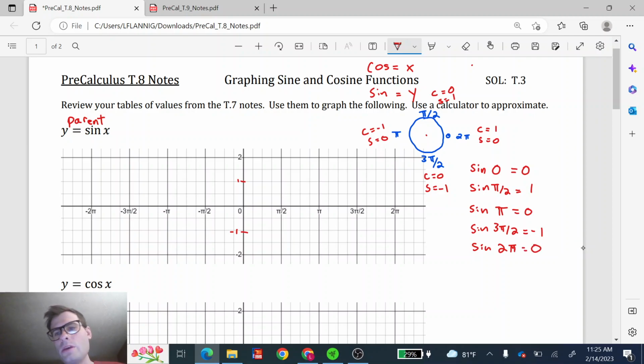So let's plot these. Sine of 0 is 0, so we can put that in. Sine of pi over 2, so we have pi over 2 right here, and we want to go up to 1. Then we have the sine of pi, that's 0. The sine of 3 pi over 2, that's -1. And then again, we have the sine of 2 pi, and that's here.